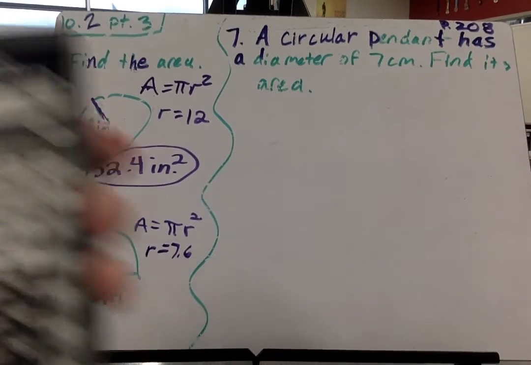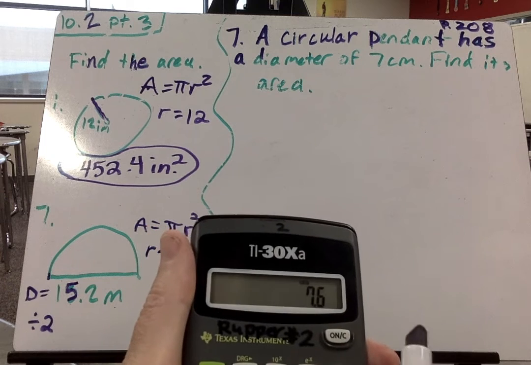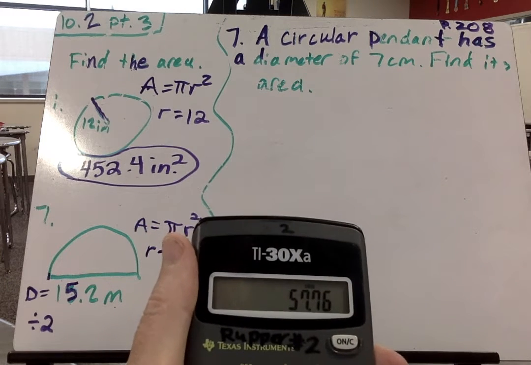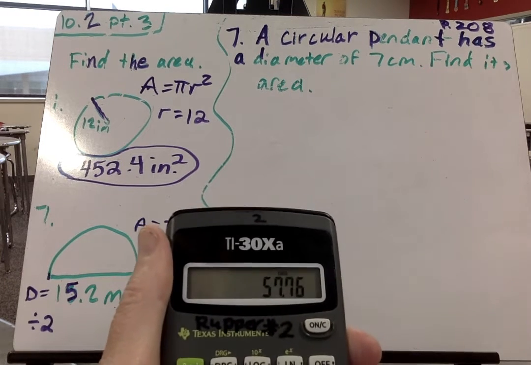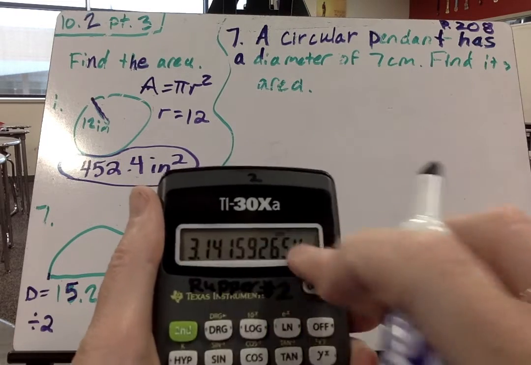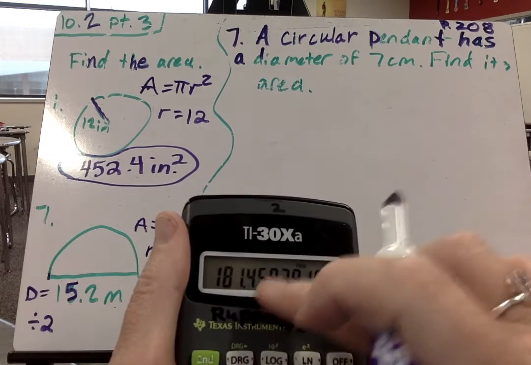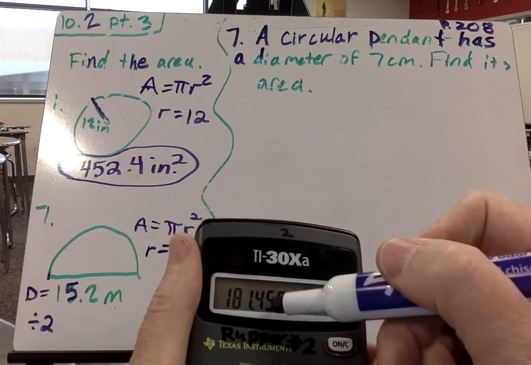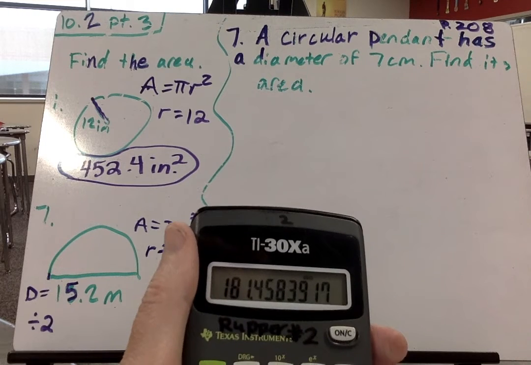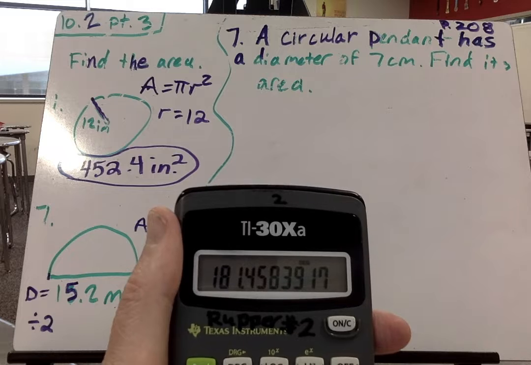Then I'm going to take 7.6 and square it because r has to be squared. Put my x squared right there. That squares it, and then I'm also going to go times pi. Make sure pi shows up there. 181.45. And again, the 5 is 5 or above, so it's going to change the 4 to a 5. So I will get 181.5.